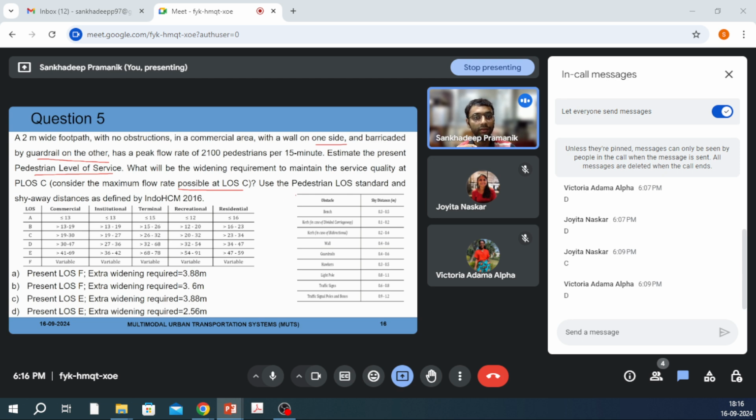So these are basically the shy away distances, and these are the different levels of service. So you need to find what will be the level of service and what will be the widening requirement to maintain the service quality at PLOS C. I'm giving some time, then I will discuss.